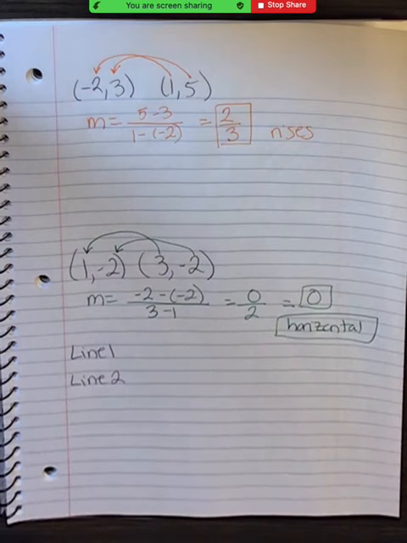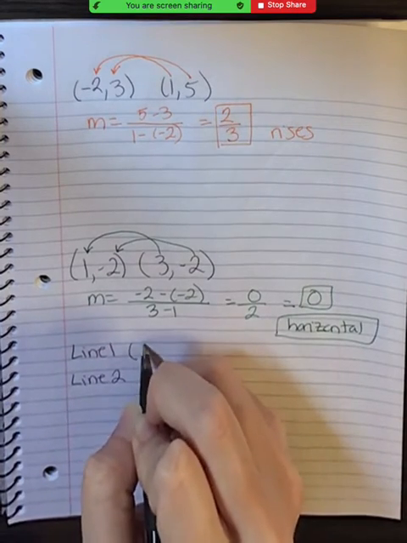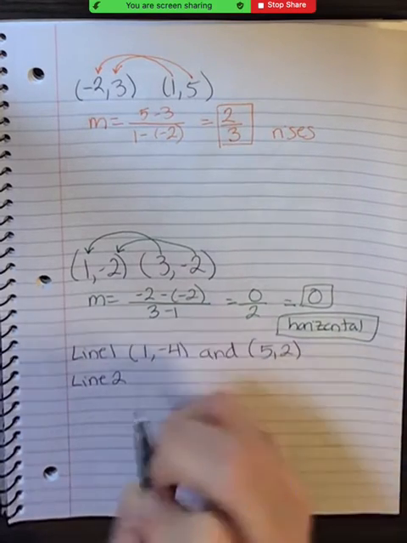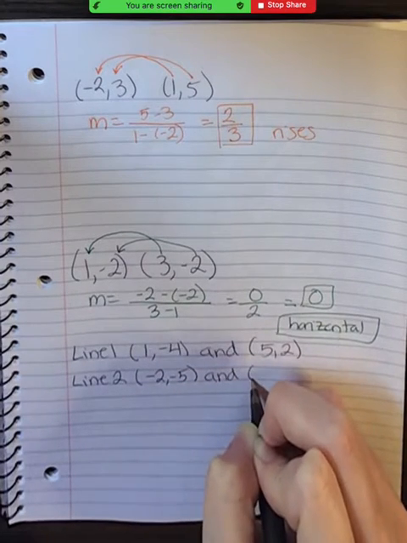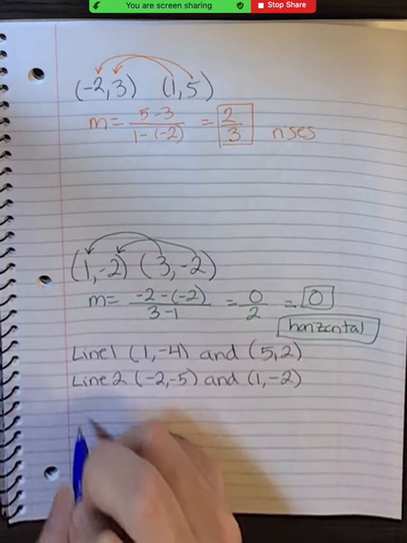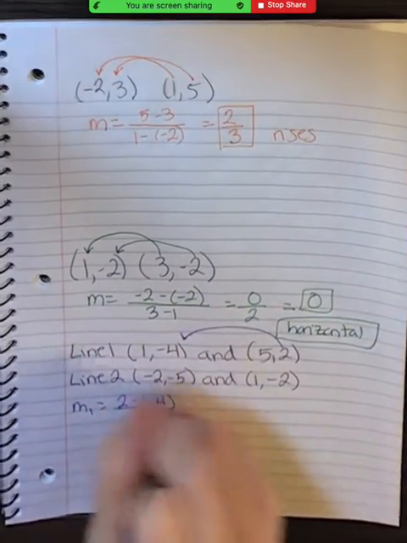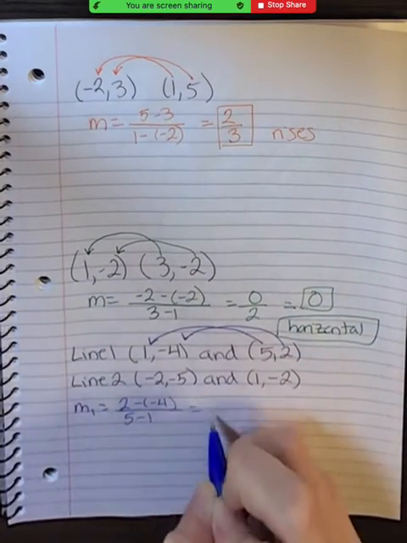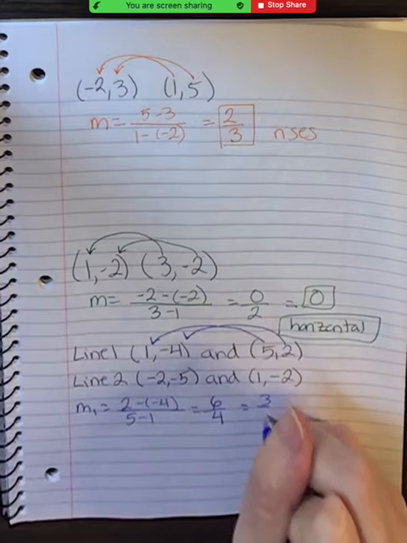Okay, given two lines, we want to decide which is steeper. Okay, so line 1 passes through the point 1, -4, and 5, 2. Line 2 passes through -2, -5, and 1, -2. So we're going to compare their slopes. So slope of line 1, change in y, 2 minus -4, over change in x, 5 minus 1. 2 minus -4 is 6. 5 minus 1 is 4. Reduce that to 3 over 2.